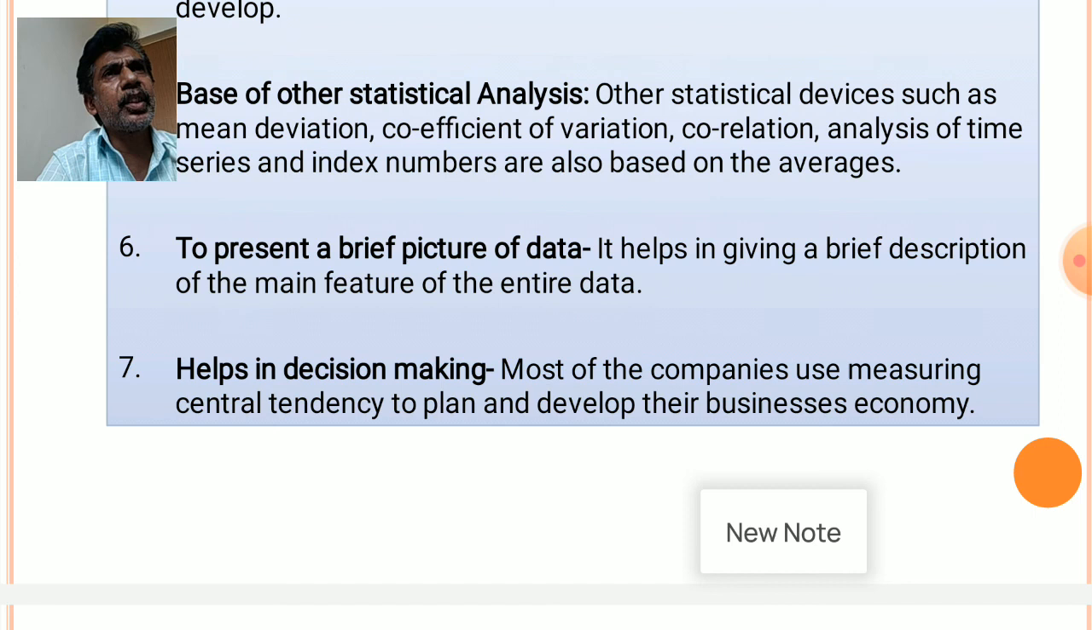So some policies we can make, we can formulate certain policies for the development of the business or the business economy. So this is the most important objective of measures of central tendency or an average, because most of the companies are using measures of central tendency to make plans and to develop their business economy.